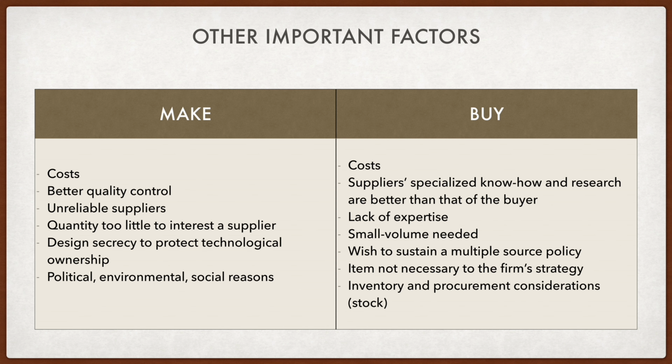And the last aspect is political, environmental, and social reasons. Political would be Donald Trump has a trade war with China and therefore he wants to raise the tariffs. Thus, producing in the USA will be cheaper than importing from China because of the trade tariffs.